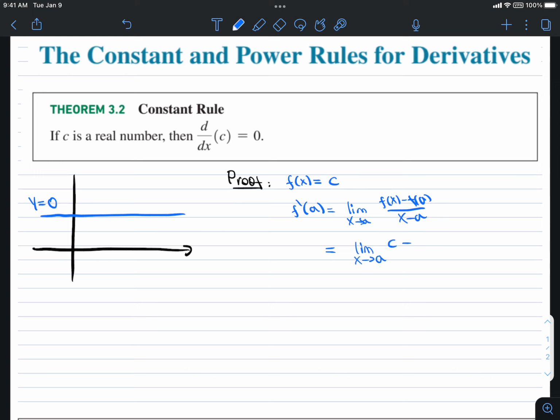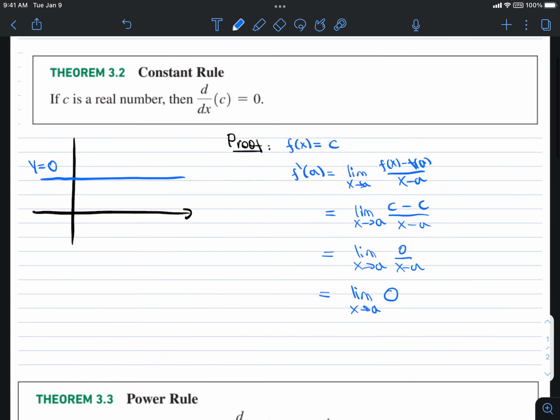So c minus, what's f of a? That's also c, over x minus a. So that's the limit as x goes to a. So this is c minus c, that's 0. The top of the fraction equals 0. 0 divided by x minus a is 0. Note that I didn't plug in x equal to a yet. I found 0 before plugging it in. 0 divided by anything equals 0. Now I don't have to plug in a because it's just a limit of a constant. The answer is just 0. So that is the proof, right? The constant rule is telling me that the derivative of any constant equals 0.